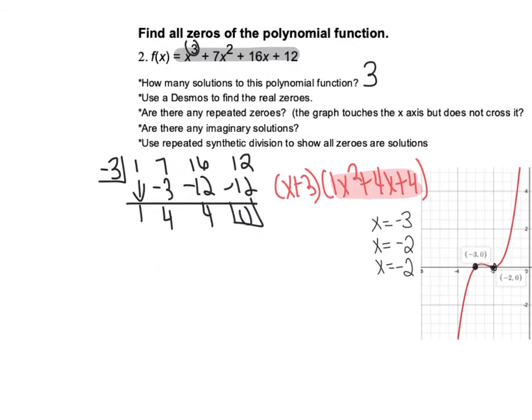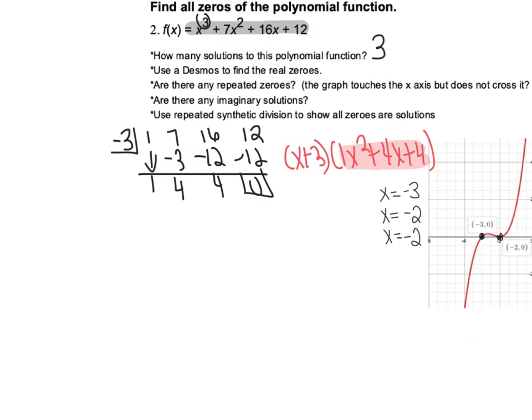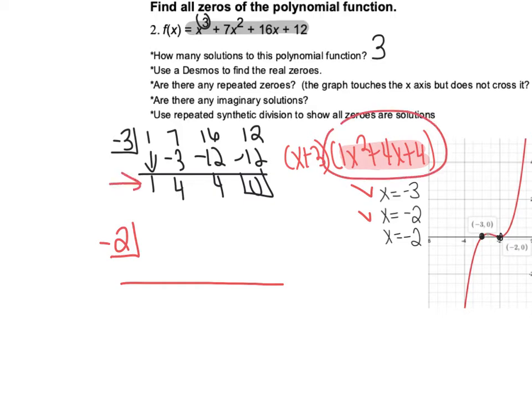So now we are going to take what we had left over and we're going to synthetically divide by our next solution, which is -2. So we've divided by -3, now we're going to divide by -2. So I'm going to put -2 in here, go like that, and I'm going to put the coefficients of this part, which is basically these right here. So I'm going to put 1, 4, 4, and I don't need to put the 0. So I'm going to bring down the 1, -2, I get 2, -4, I get 0.